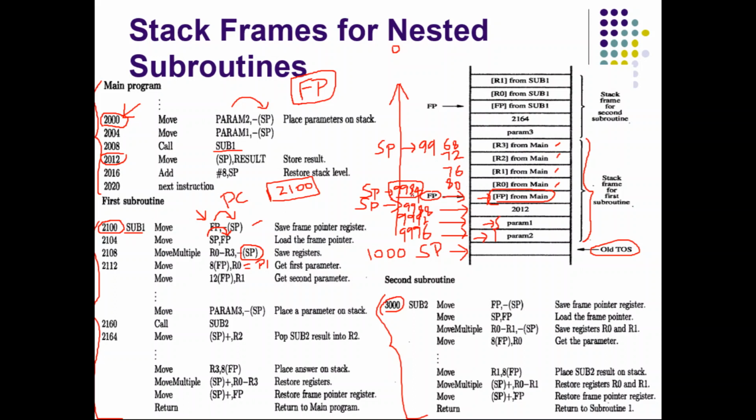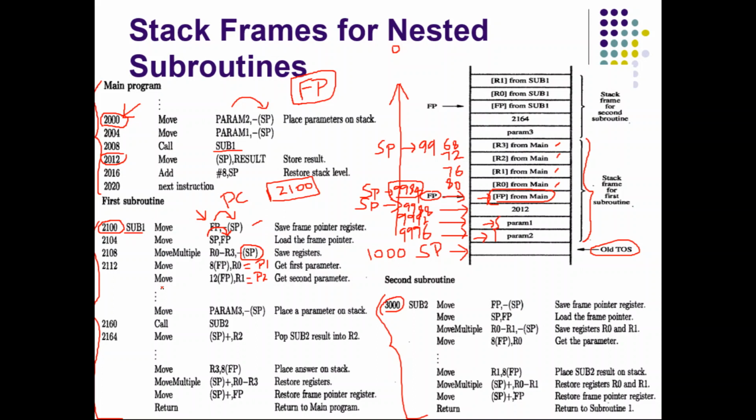FP is still pointing to 9984. Again, move 12 of FP comma R1. What is FP? 9984 plus 12. 84 plus 12 is 96. And what is there? Parameter 2. And 12 of FP is moved to R1. So parameter 1 is moved to R0 and parameter 2 is moved to R1. Now this subroutine may perform its operation, but we are not going into the detail.